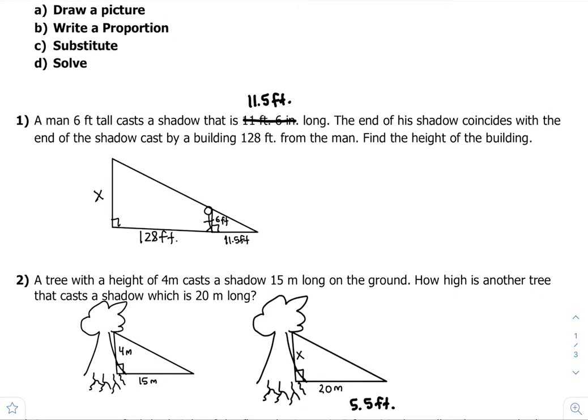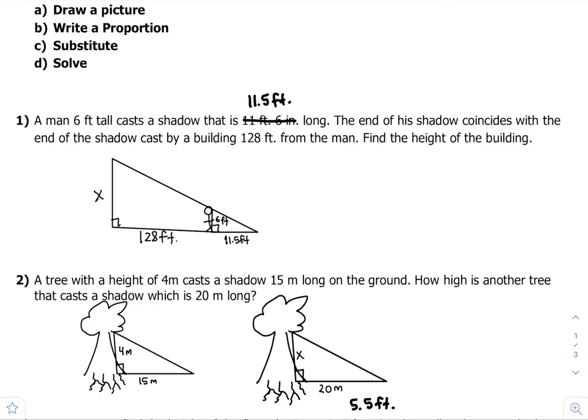So here's the 6-foot tall man, and he casts an 11.5-foot shadow. Okay? Now, this part's important. It says the end of his shadow coincides with the end of the shadow cast by a building 128 feet from the man. So we know that the building is 128 feet away, you guys, which would be right here. So we have to figure out the height of the building.